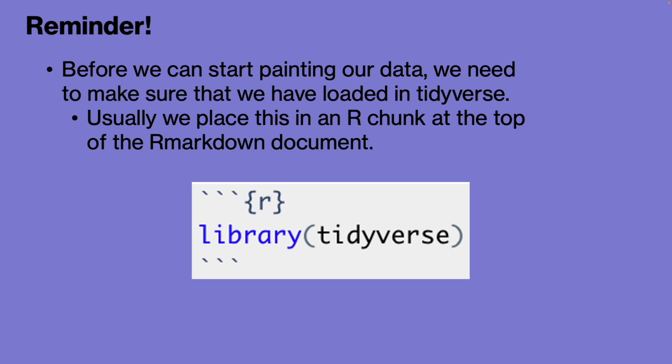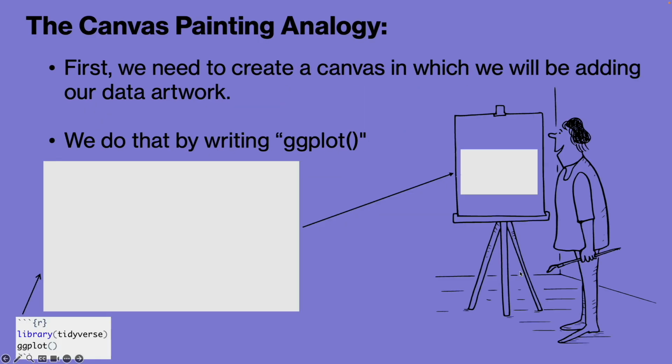Again, another reminder: please make sure you've included tidyverse, otherwise this code will not work. The first thing we need to do as part of this painting analogy is create a canvas to which we're going to add our data. To do that, we write just ggplot with brackets, and if you run this code, you would see a grey box appear, and we can think about that as the canvas to which we're going to add our data.